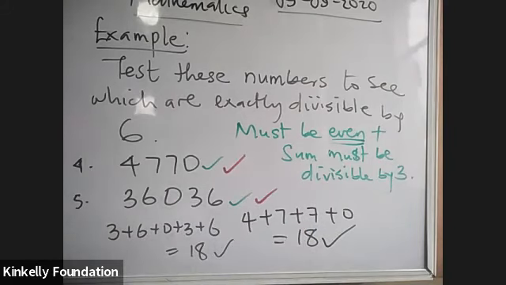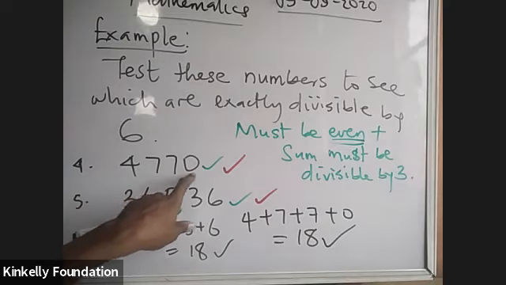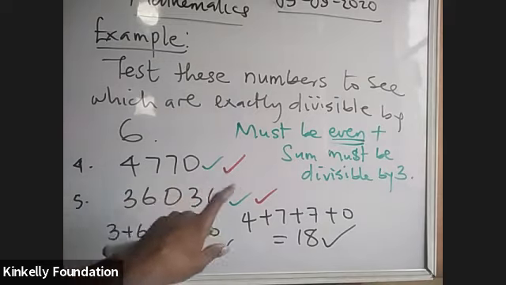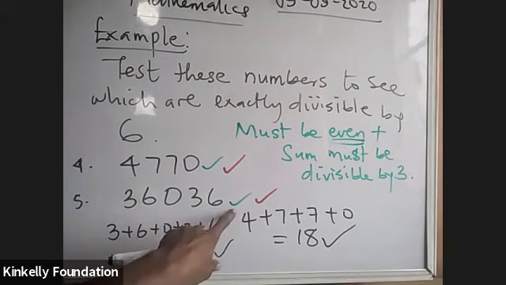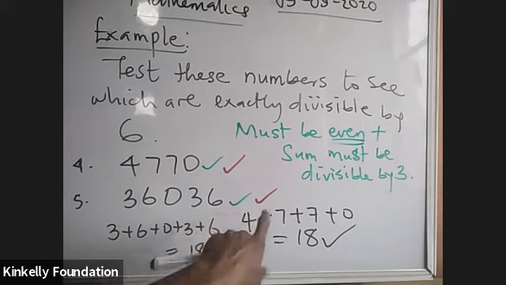Now, we have seen here that 4770 is divisible by 2 and divisible by 3. So hence 6 can divide 4770. And 36,036 can also be divided by 6 because 2 can divide the number and 3 can divide the number.